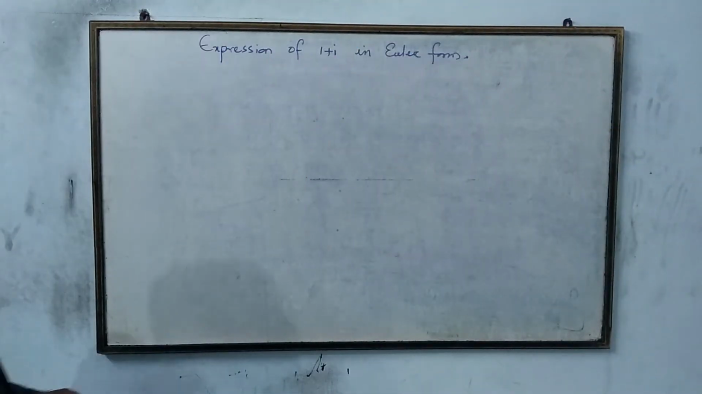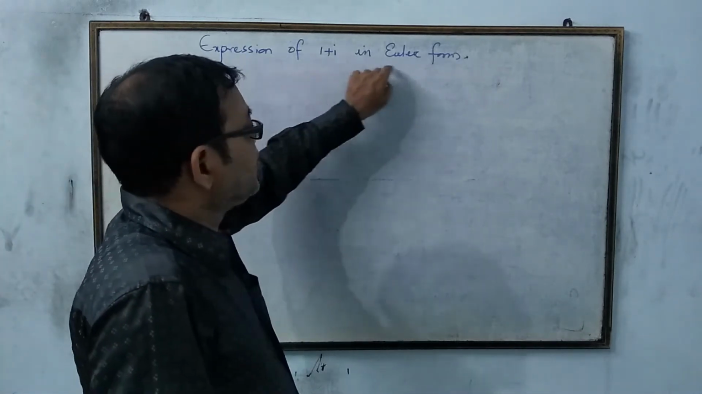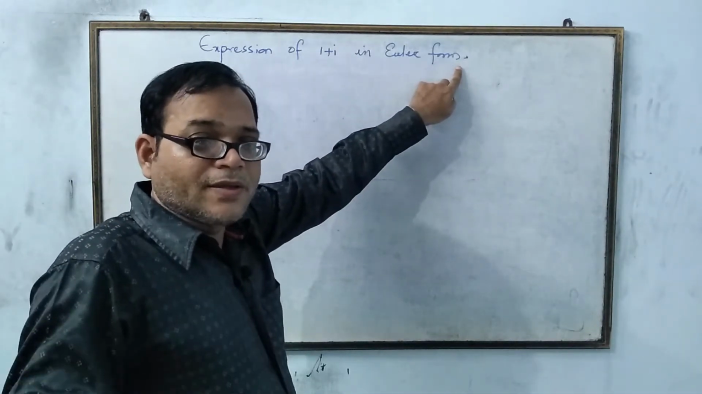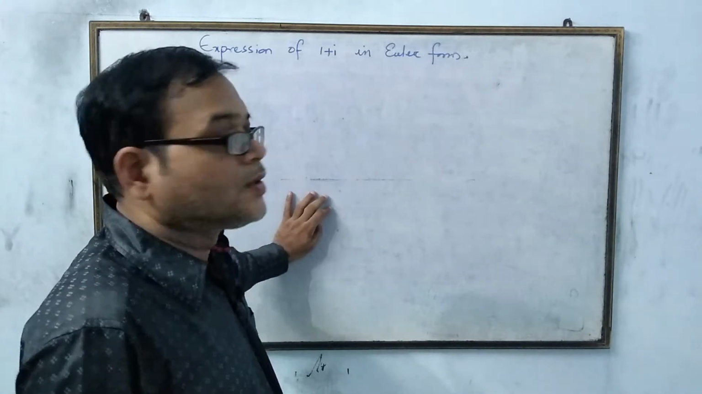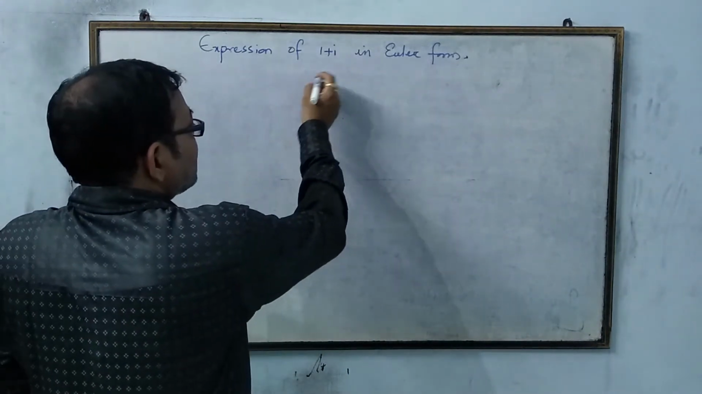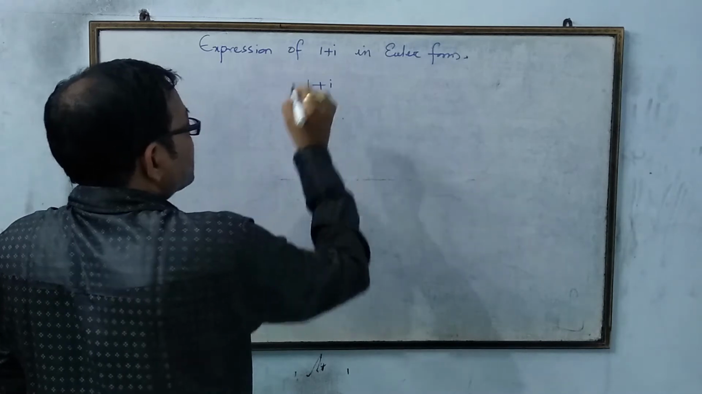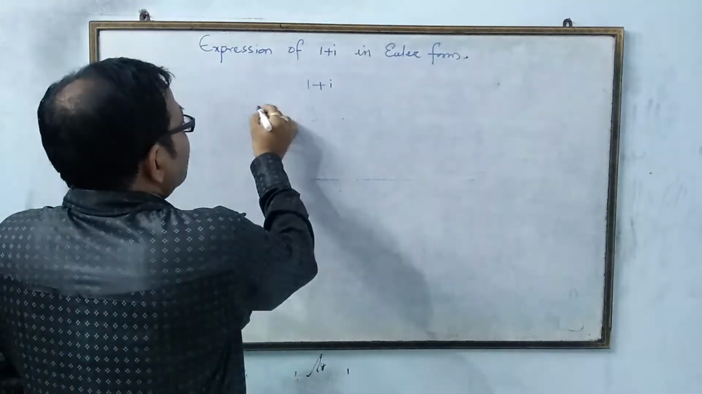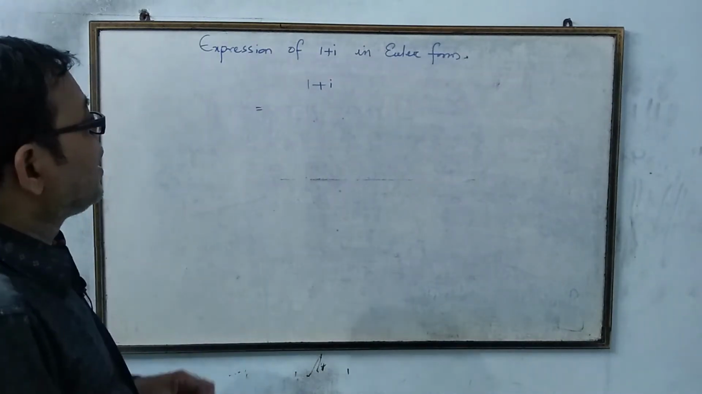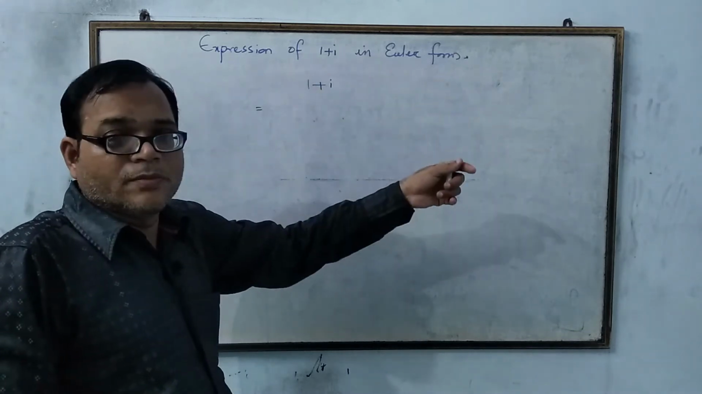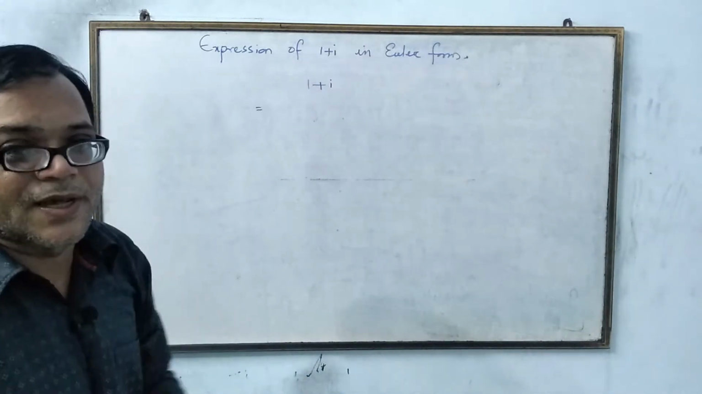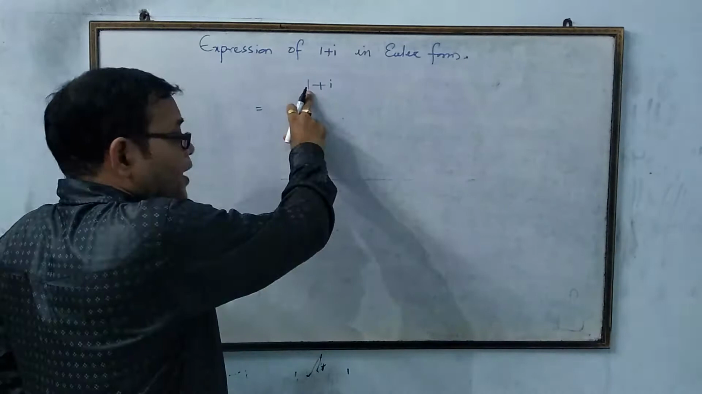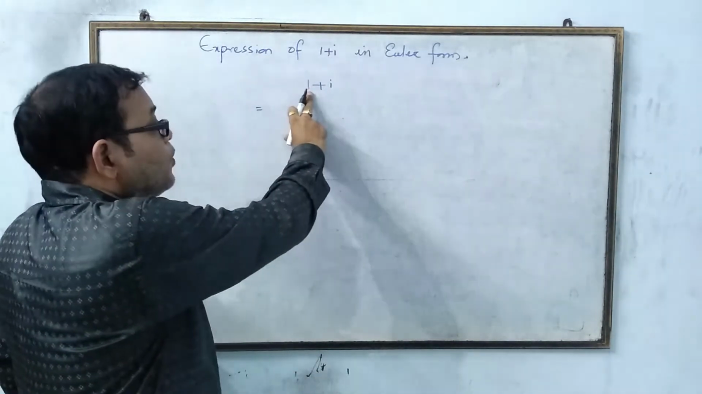Okay, we will take a question. Expression of 1 plus i in Euler form. Now I am going to express 1 plus i in the Euler form. We will take the complex number 1 plus i. Then you see how to express 1 plus i in Euler form, meaning how to express it in terms of theta. You see, x is 1, y is also 1.